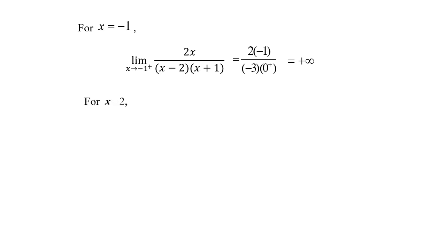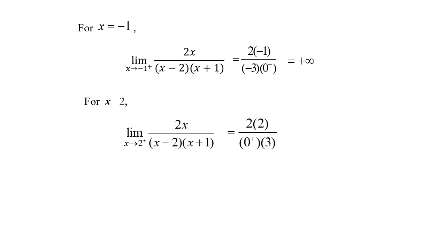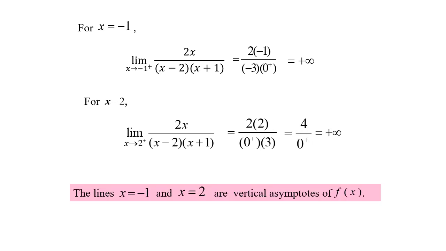And then for x equal to 2, the same thing, the limit of 2x over (x minus 2)(x plus 1) as x approaches 2 from the right side equal to 2 multiplied by 2 divided with 0 positive multiplied with 3. So what we get here is 4 over 0 positive. So it will be positive infinity. Thus, x equal to negative 1 and x equal to 2 are the vertical asymptotes of f(x).